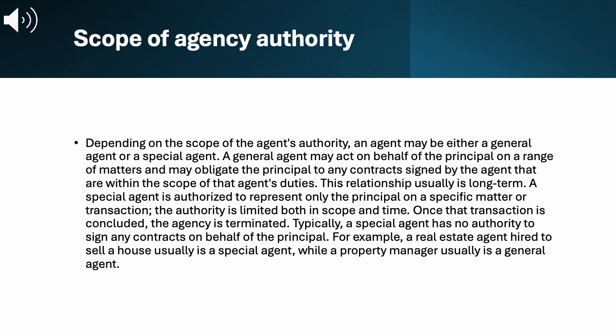A special agent is authorized to represent only the principal on a specific matter or transaction. The authority is limited both in scope and time. Once that transaction is concluded, the agency is terminated. Typically, a special agent has no authority to sign any contracts on behalf of the principal. For example, a real estate agent hired to sell a house usually is a special agent, while a property manager usually is a general agent.